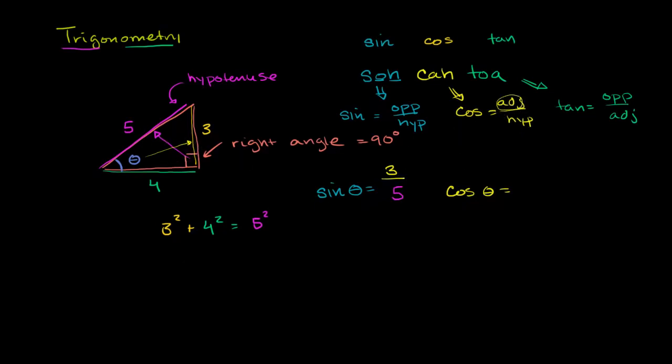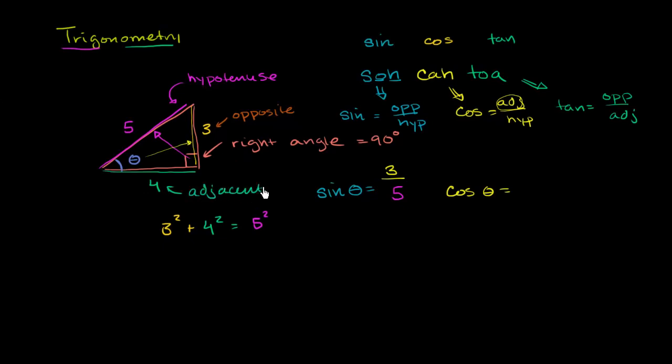So remember, let me label them. We already figured out that the 3 was the opposite side. This is the opposite side, and only when we're talking about this angle. When you talk about this angle, this side is opposite to it. When you talk about this angle, this 4 side is adjacent to it. It's one of the sides that form the vertex here. So this right here is an adjacent side.